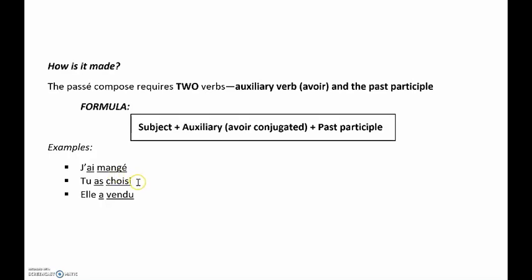Okay. Down here, I have tu as choisi, you chose is what that all means, but as you can see, I've got my avoir conjugated with tu. Choisir is changed to choisi for past participle form. And then here, the last one, elle a vendu, she sold. I've got avoir conjugated with elle, and then vendu, that's the past participle, that means sold.